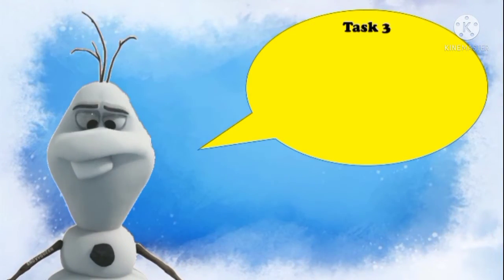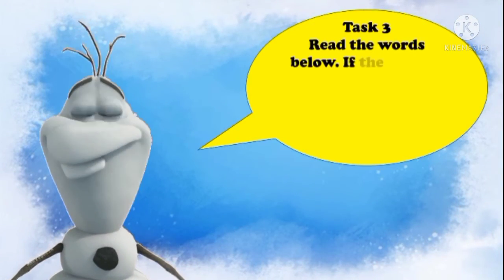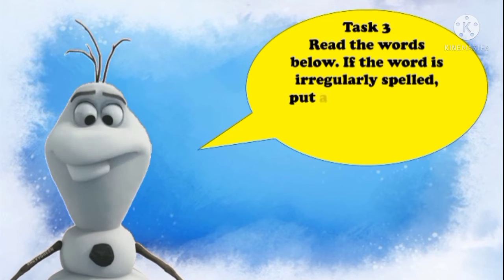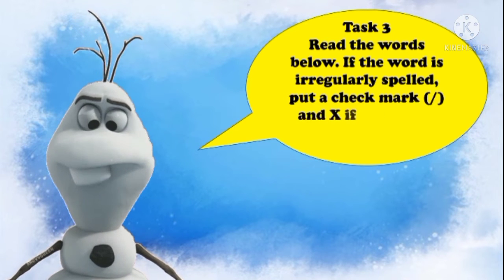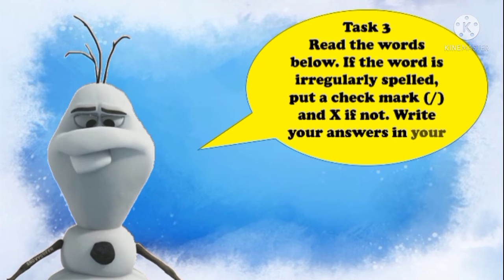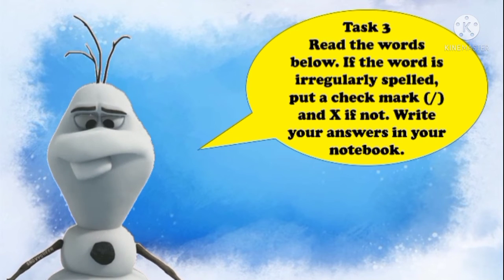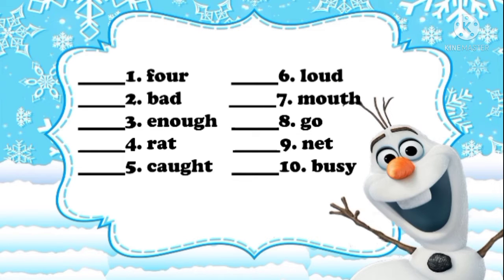And now let us proceed to task 3. Read the words on the next slide. If the word is irregularly spelled, put a check mark and X if it's not. Write your answers in your notebook. Number 1, eight. Very good, check. Number 2, bad. It's X. Number 3, enough. Check. Number 4, rat. X. Number 5, caught.